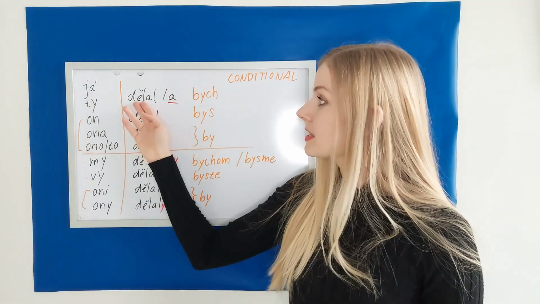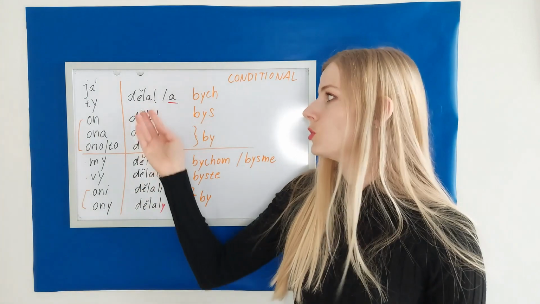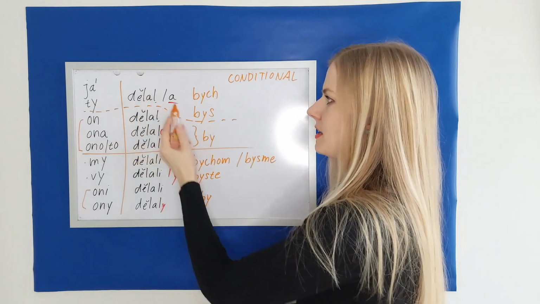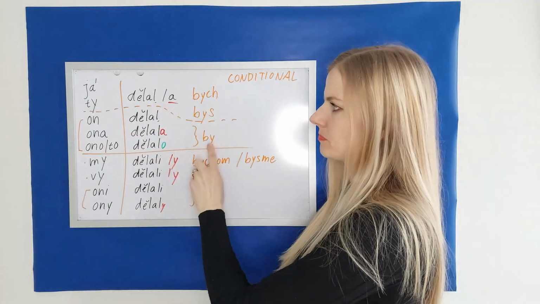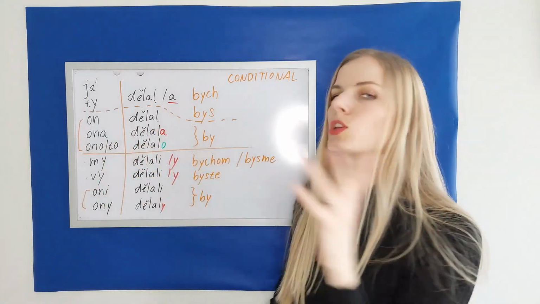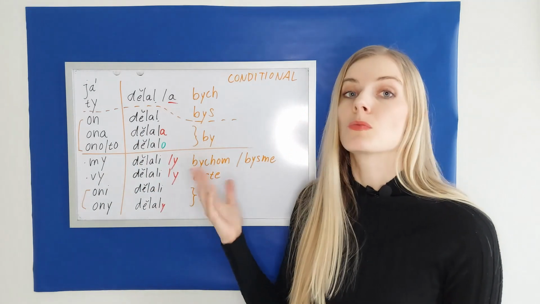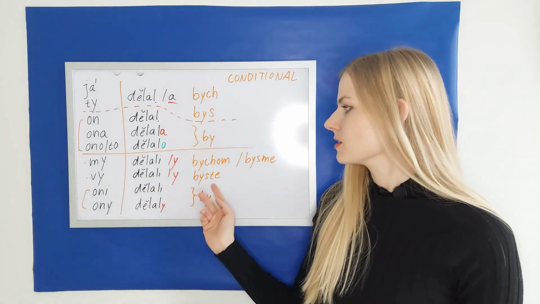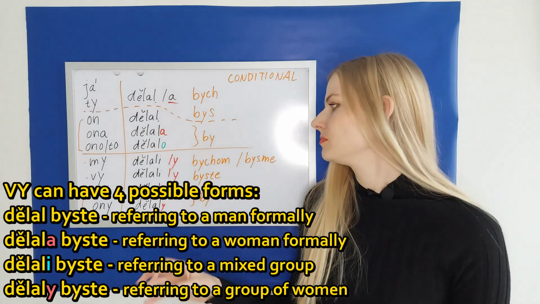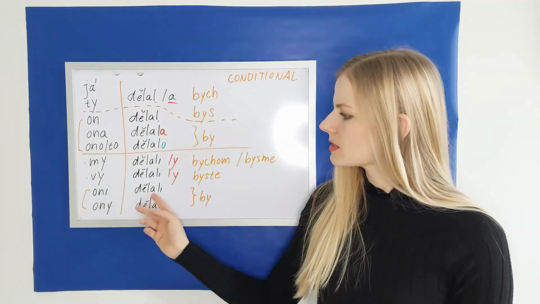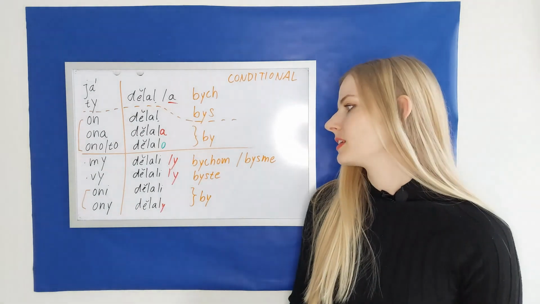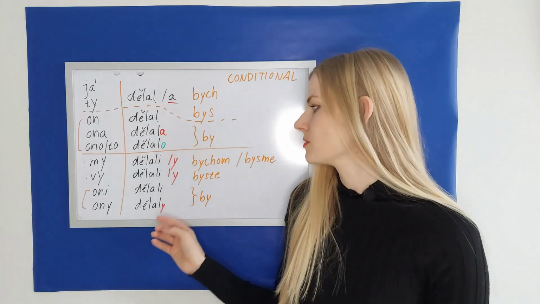Let's read it together. Dělal bych, I would do, I would make, or dělala bych. Dělal bys, bys refers to ty. Dělal by, he would do. Dělala by, she would do. Dělalo by, it would do. Dělali bychom, we would do. Dělali byste, you would do, either formal for one person or a group of people. Dělali by. Dělali for men or mixed group, dělaly for women only. And as I said, there is absolutely no difference in pronunciation.